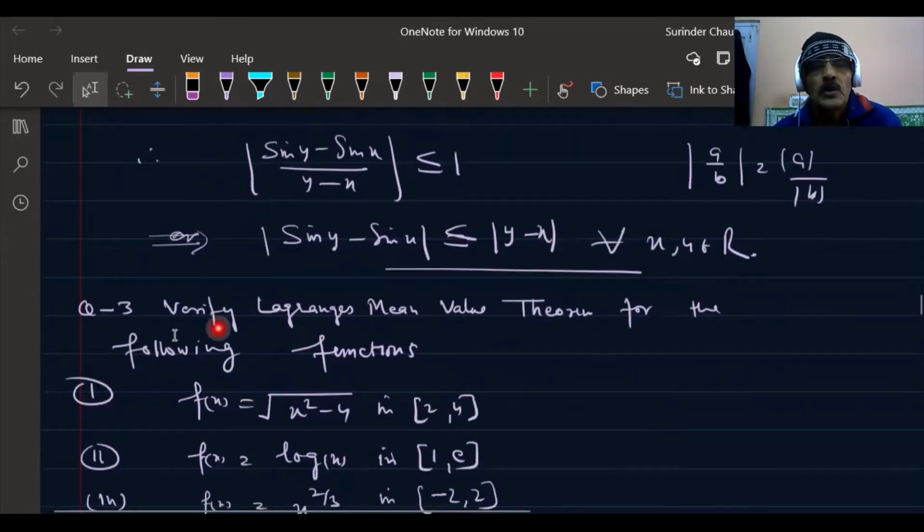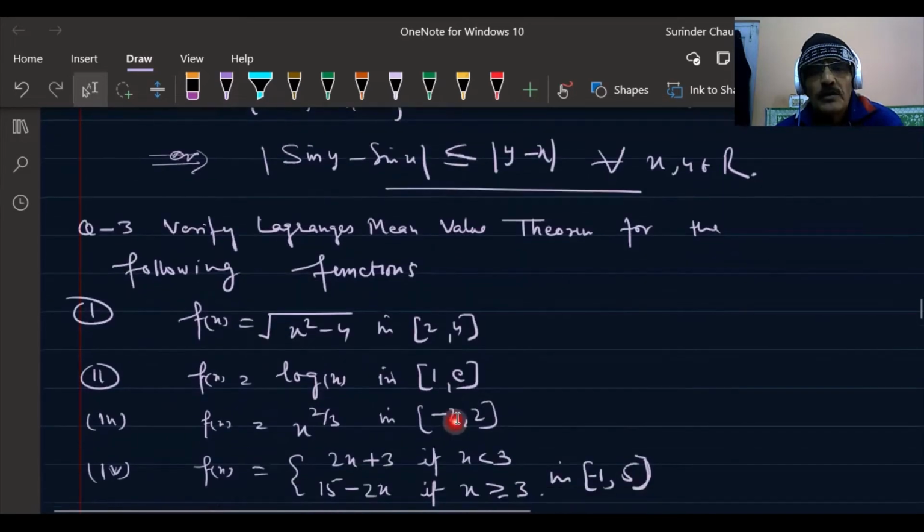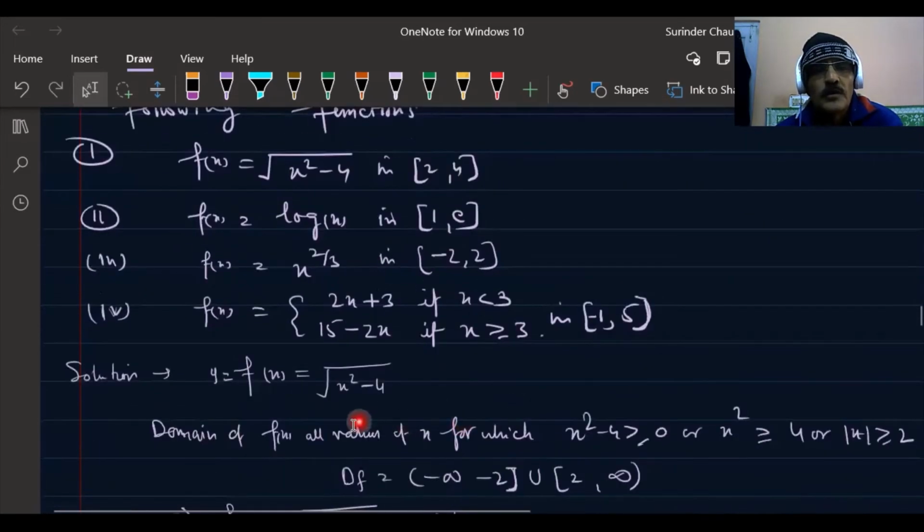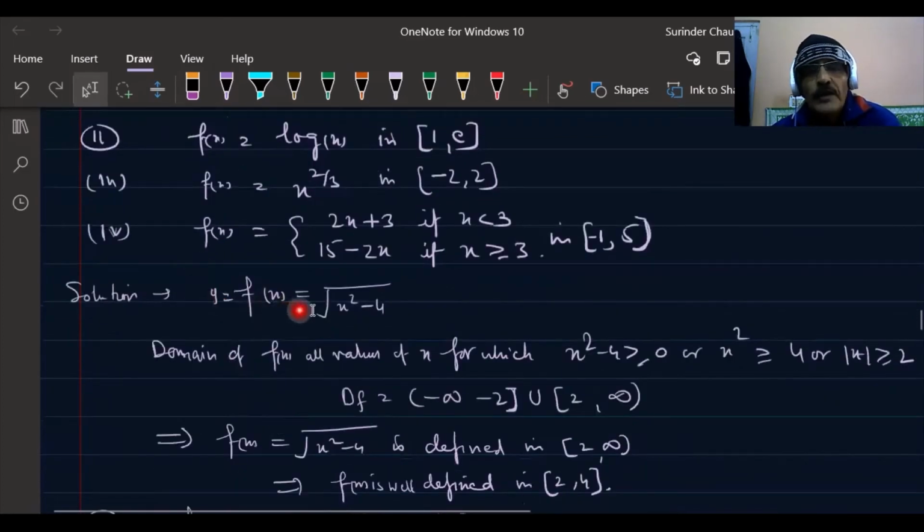Now next problem is verify Lagrange's mean value theorem for the following function f equal to under root of x squared minus 4 in the interval. Let's solve this one first. Y is equal to f of x, root of x squared minus 4. Now we must know whether the function is defined in the interval or not. So for that, we find the domain.